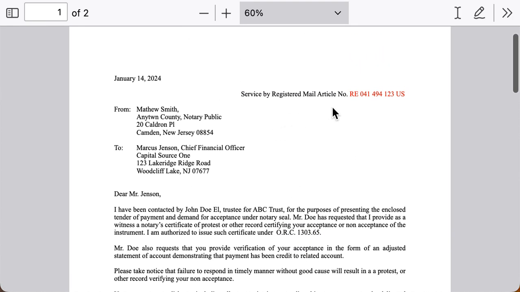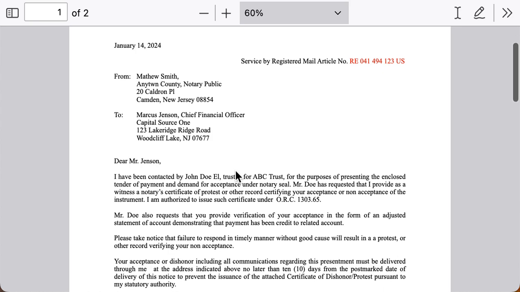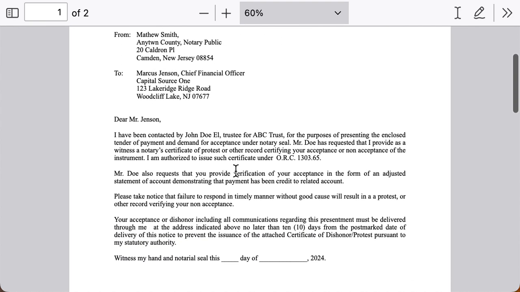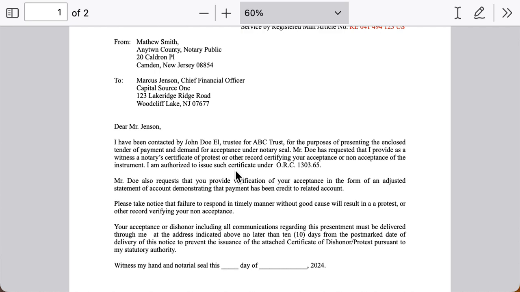Let's read the cover letter. Beginning at the top, the date. Service by registered mail. Where is the notary going to get this registered mail number? It's going to come from you. It's going to be the same registered mail number that's tied to your banker's acceptance or whatever other instrument. You're going to have to prepare everything, including this cover letter, and bring it to the notary. The notary would be sending this to the person who has to receive the instrument on your behalf.